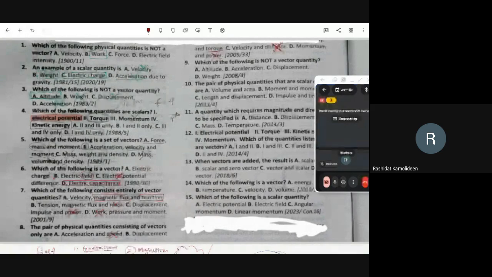So the correct option is B, displacement and torque. I already told you about torque. It's the same as moment, so it's a vector quantity.